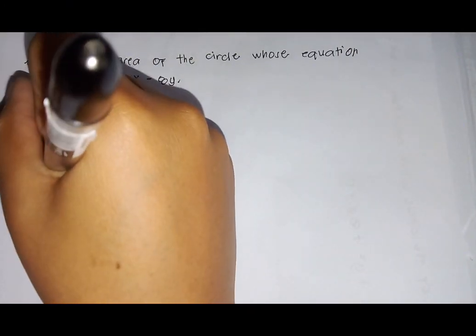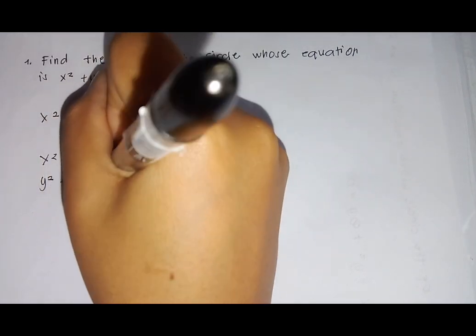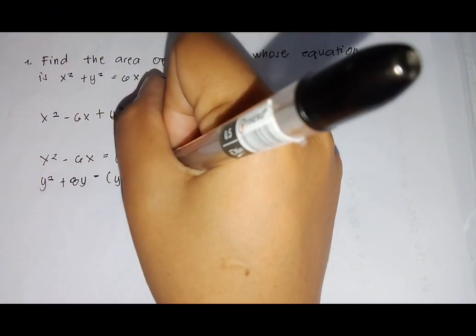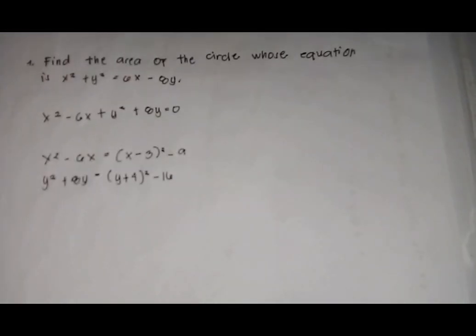To complete the square for y, the coefficient of y is 8. Take half of 8, which is 4, and square it to get 16. And add and subtract 16 to complete the square. So we have here y squared plus 8y is equal to (y plus 4) squared minus 16. Now, substitute these complete squares back into the equation.